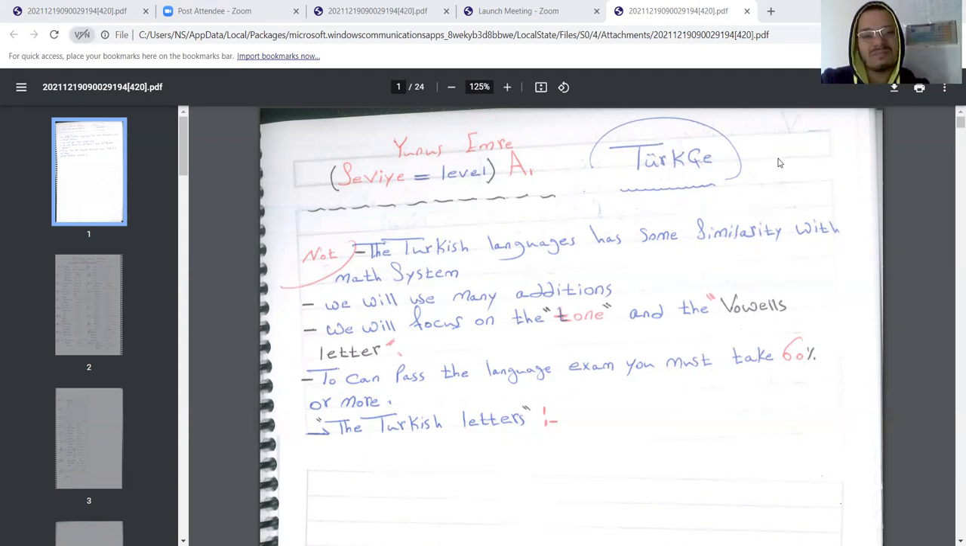The Turkish language has some similarity with the math system because I will put a lot of plus between a few words to create other words. This plus will be until C1, C2. That means it will be with us until advanced courses, advanced levels. It's very important because we must depend on the grammar.